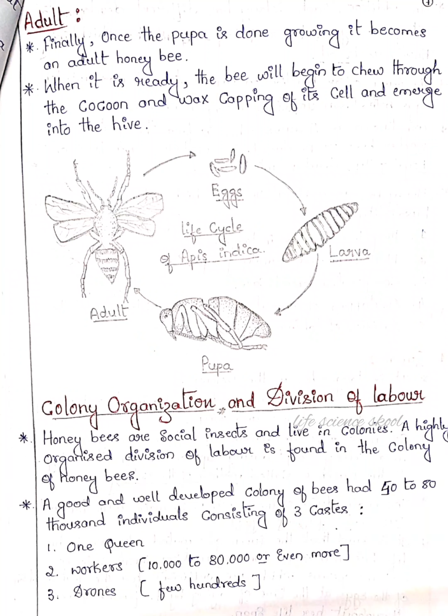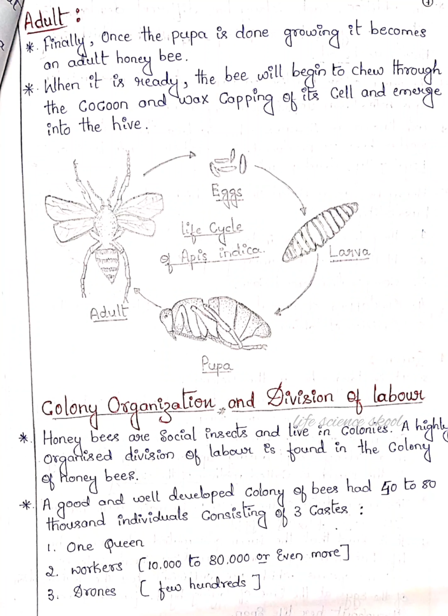The next one is the adult stage. The final stage is the adult stage. Once the pupa is done growing, it is going to become an adult honeybee. When it is ready, the bee will begin to chew through the cocoon and the wax capping of its cell, and emerges into the hive. That will become the fully developed adult. Okay, this is the life cycle of the honeybee.